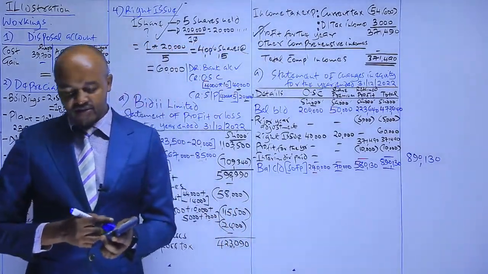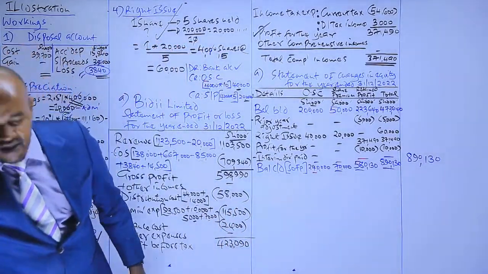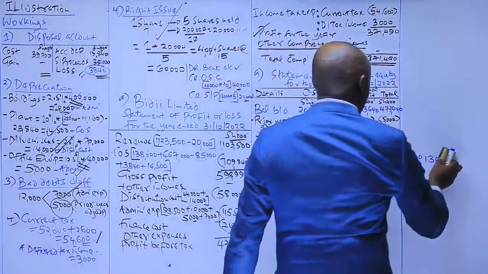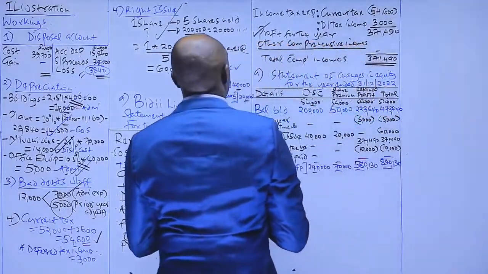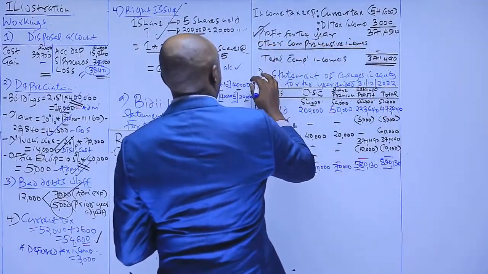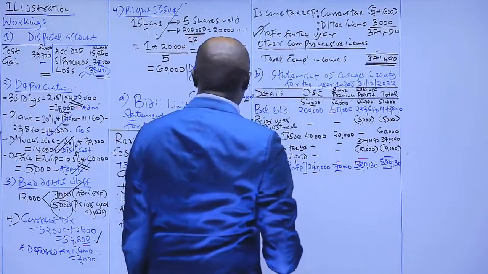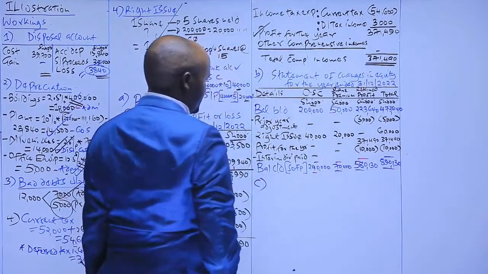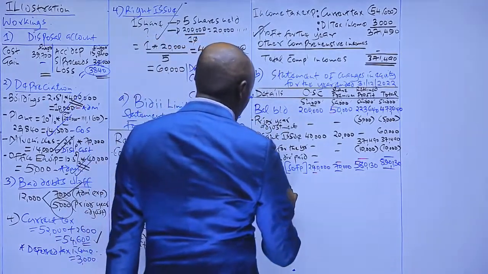Changes in equity. Our statement of changes in what? In equity. And basically that was what was required in part B. Remember this is part B, not part A. Part B. So then finally, we prepare now the statement of financial position.